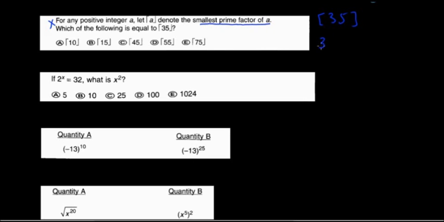So let's find all the factors of 35. Again, if I go and make a tree, I'll get 35 is 3 times, oh, not 3, it doesn't go by 3. It's 5 times 7, okay? And both 5 and 7 are prime, right? So actually, [35] is equal to 5, which is the smallest prime factor. Now you need to find, out of all these answer choices, which one will also give you 5. So let's do it here.